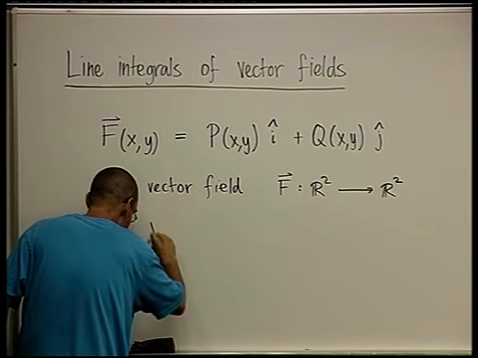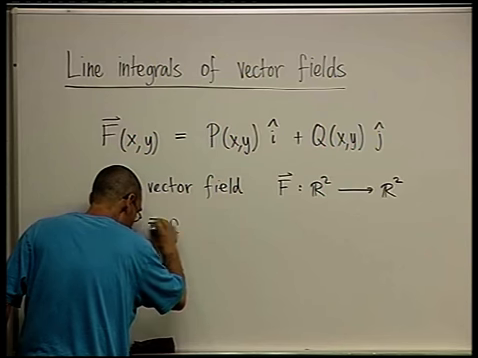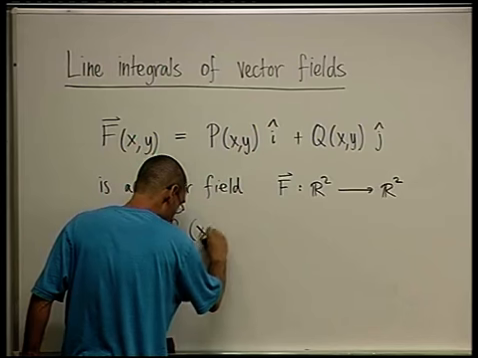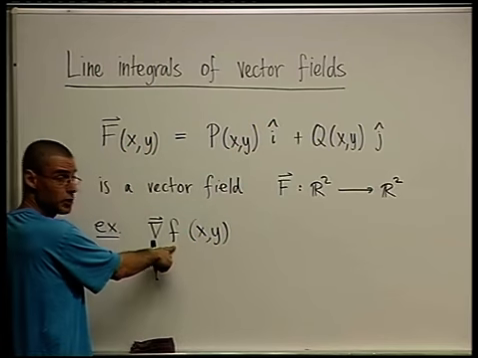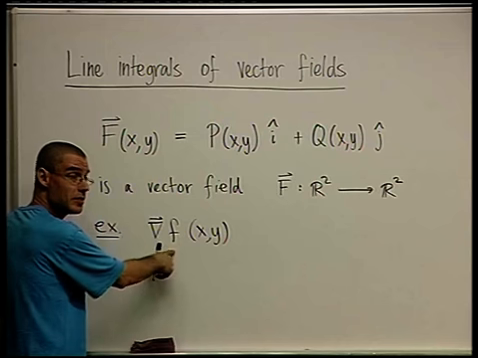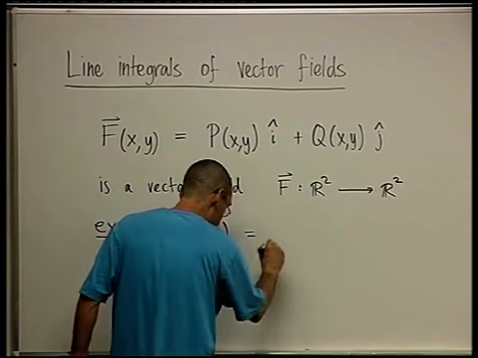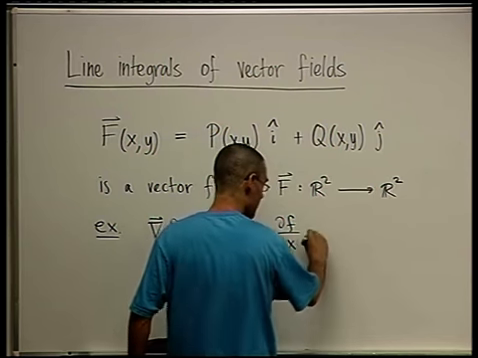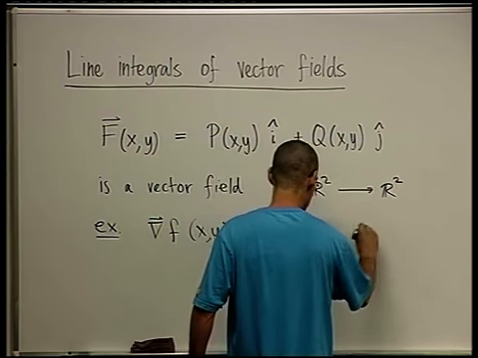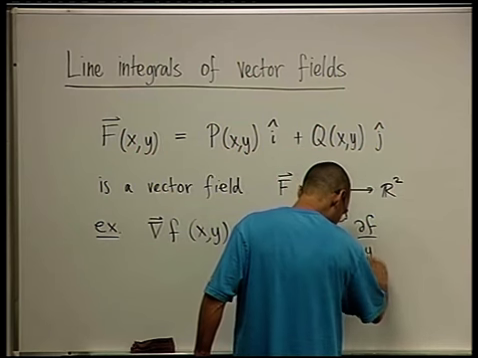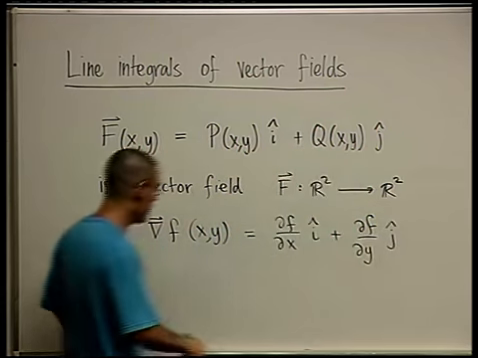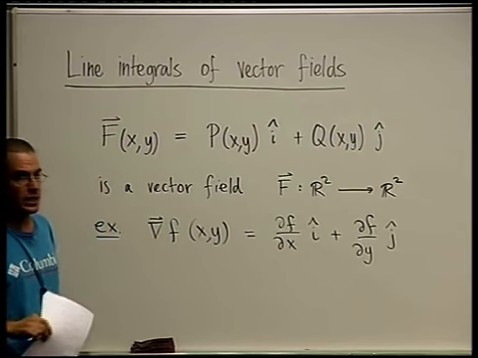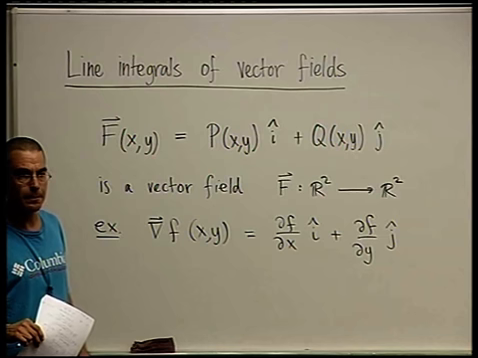The gradient of a scalar function. This was a vector field. At any point xy, so if little f is a scalar function, the gradient of f is a vector function. Its components are the derivative of f with respect to x in the i direction, and the derivative of f with respect to y in the j direction. Do you see that the gradient is a field? Do you see that?